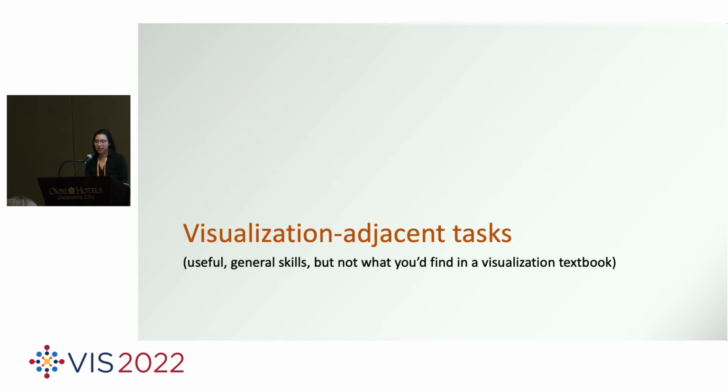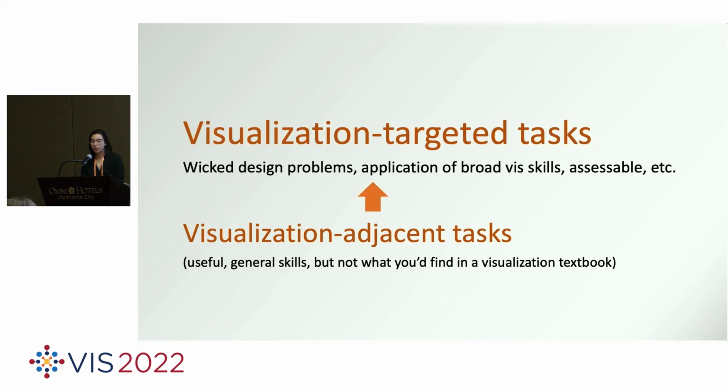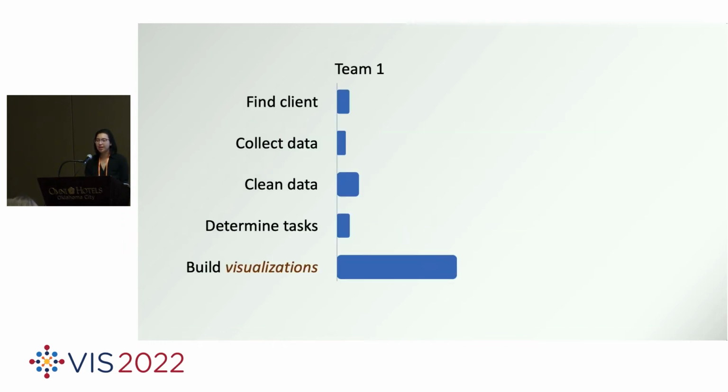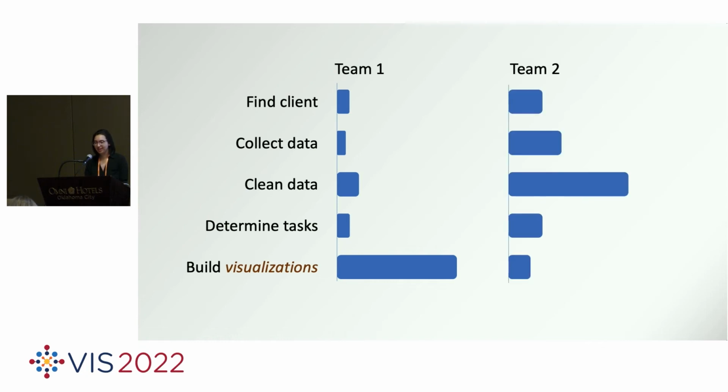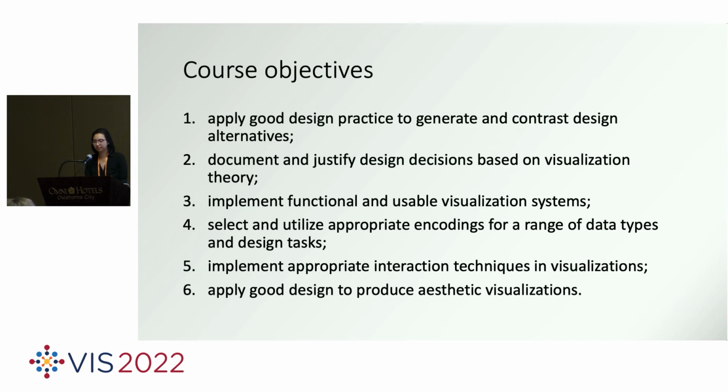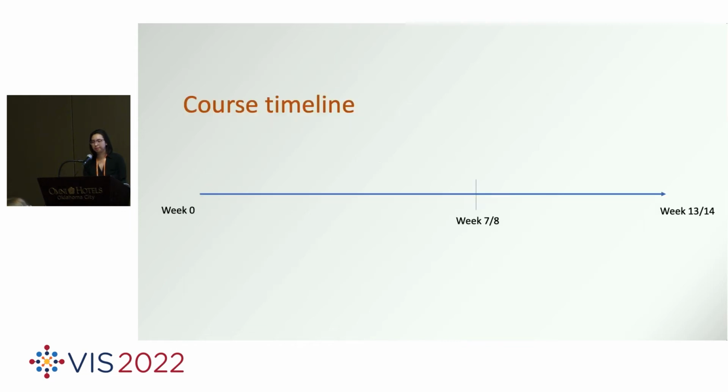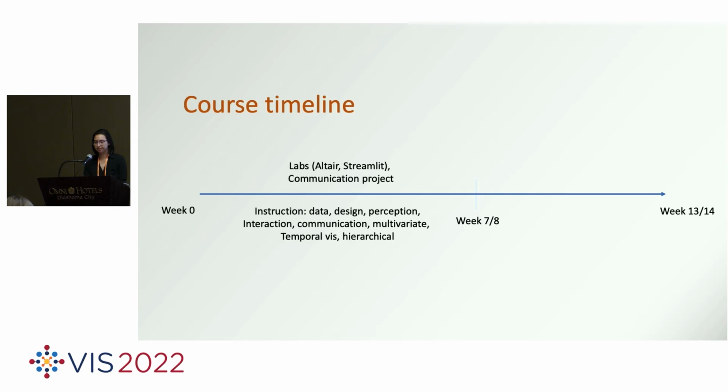These final projects might have a substantial amount of visualization adjacent tasks. We can't guarantee that they'll have an interesting data set, good tasks, or a wicked design problem that actually challenges them. Even if one team gets lucky, others won't, and the result is unequal learning and assessment. I don't have time to go through the full details, but you can read more about our broader course objectives in our paper. To achieve these objectives, we created RoboVis.